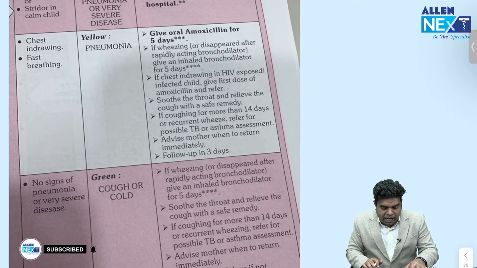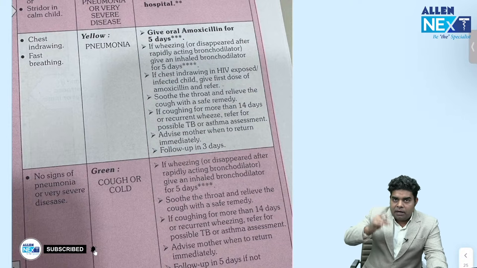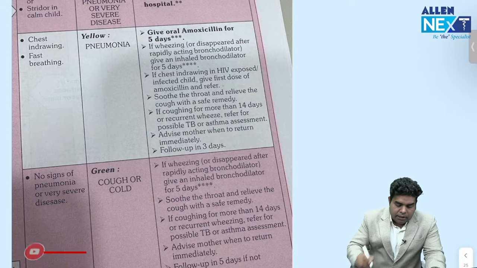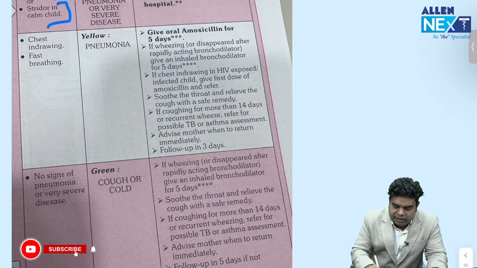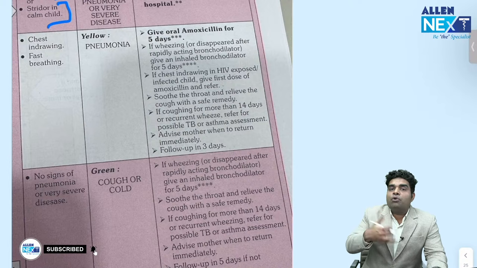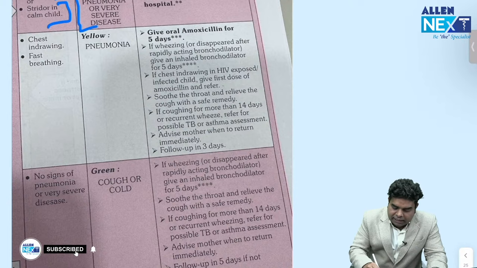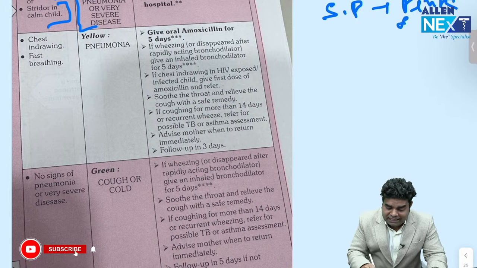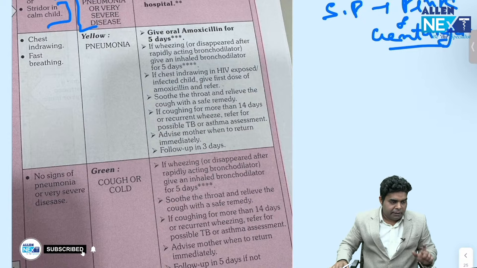Let's also revise the pneumonia guideline because you get confused in that. This is the latest pneumonia guideline. Do remember, if you find any general danger sign or stridor, meaning sound while breathing, this is characteristic of severe pneumonia. And severe pneumonia goes under pink. Here the drug of choice is gentamicin. We give gentamicin and we refer the child to a higher center.